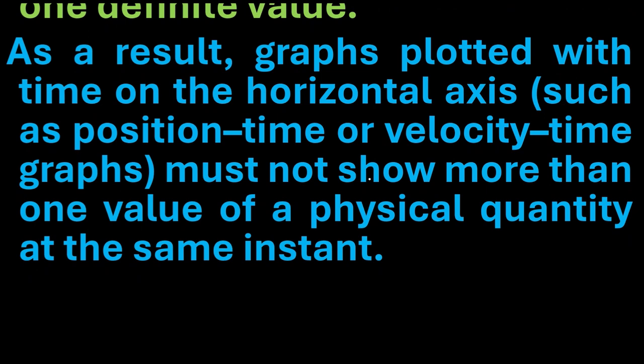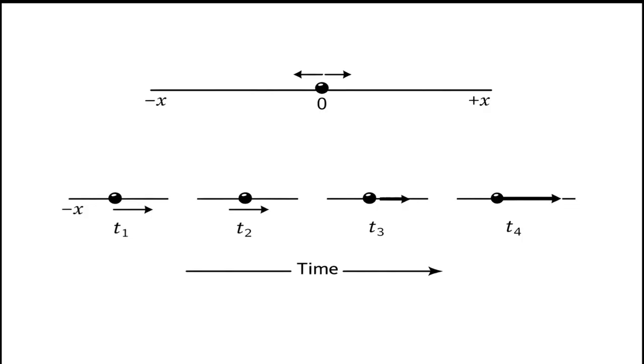Let's read that one more time if you have written this along with me. As a result, graphs plotted with time on the horizontal axis, such as the position time graphs or the velocity time graphs, must not show more than one value of a physical quantity at the same time. Doesn't make sense? I understand that. Please be patient. We'll go through a couple of diagrams and then things will become really clear to you.